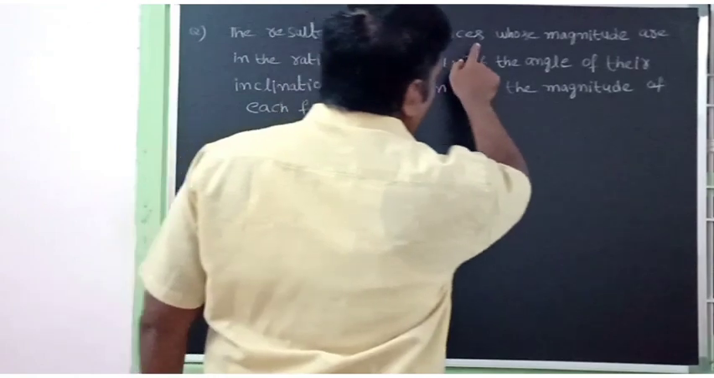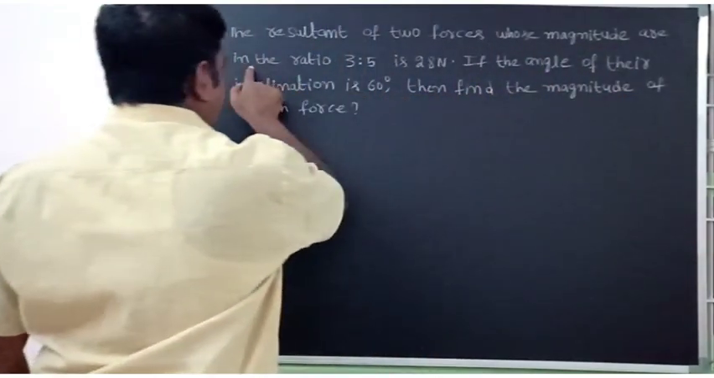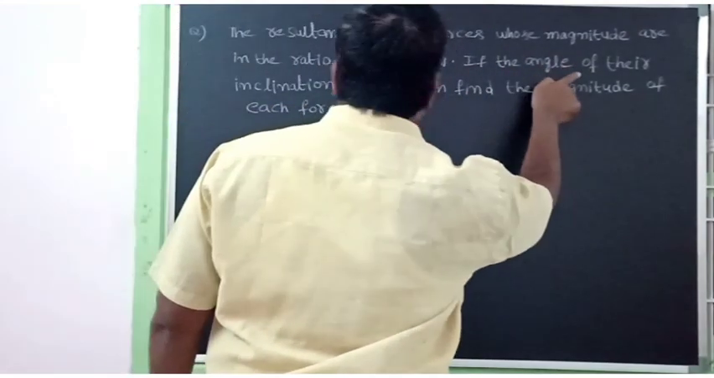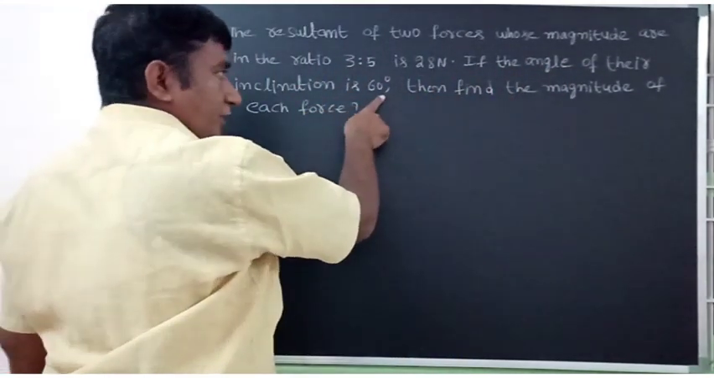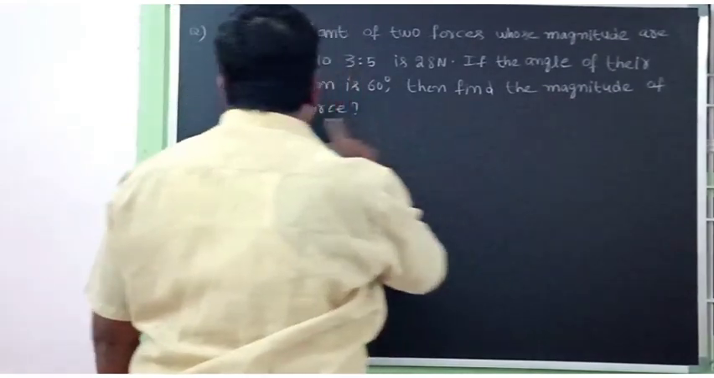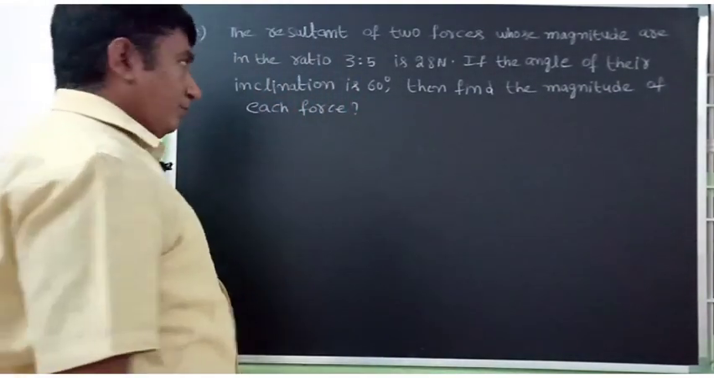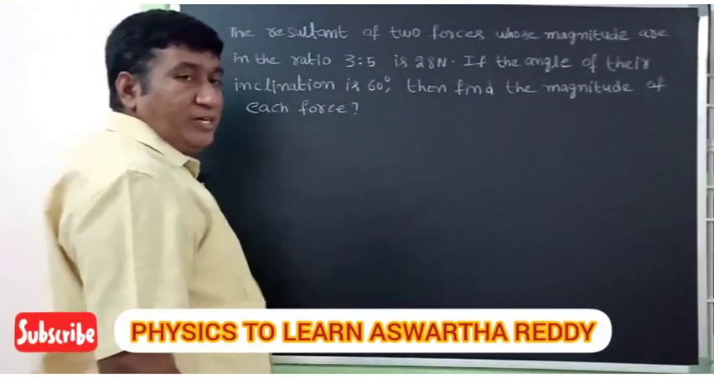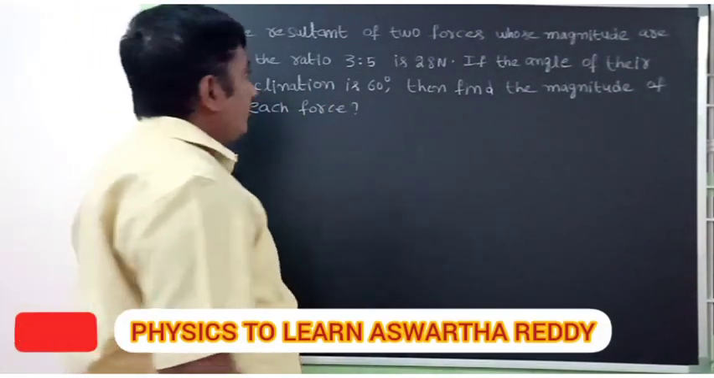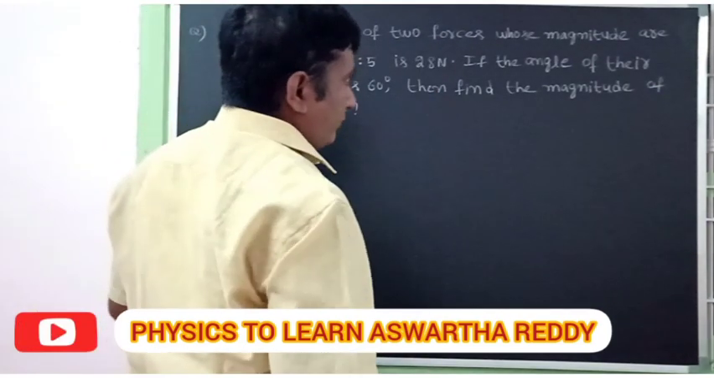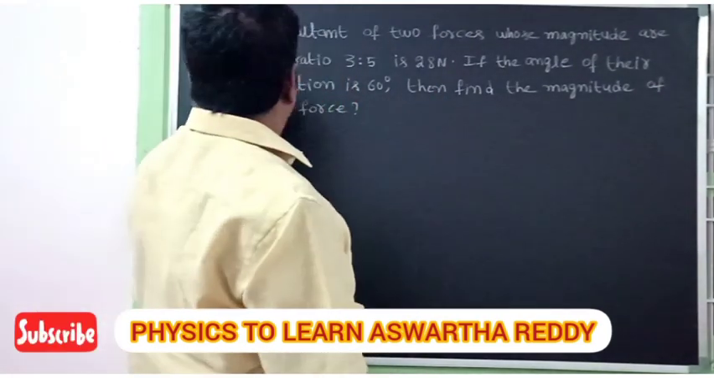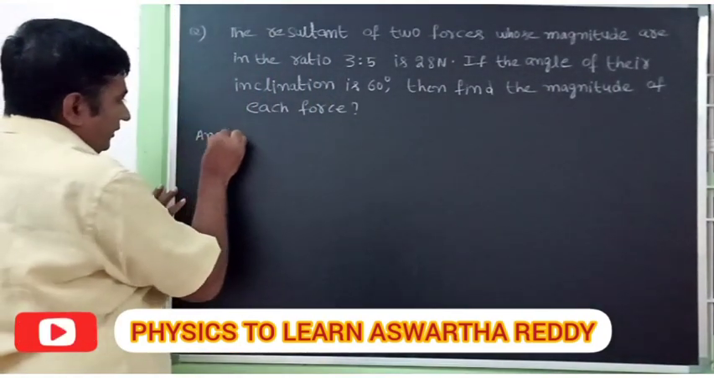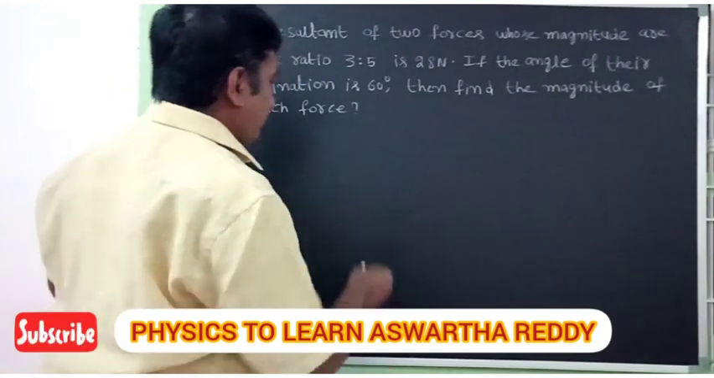The resultant of two forces whose magnitudes are in the ratio of 3:5 is 28 newtons. If the angle of their inclination is 60 degrees, then find the magnitude of each force. Here inclination means the angle between them. Here the resultant of two forces, with magnitudes in the ratio, has been given.